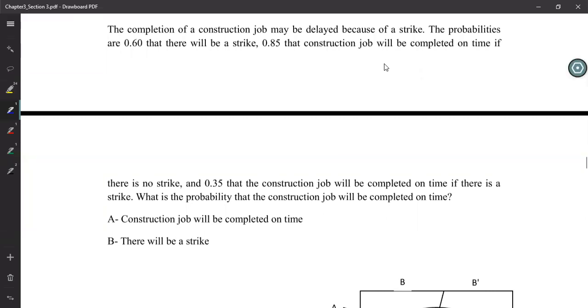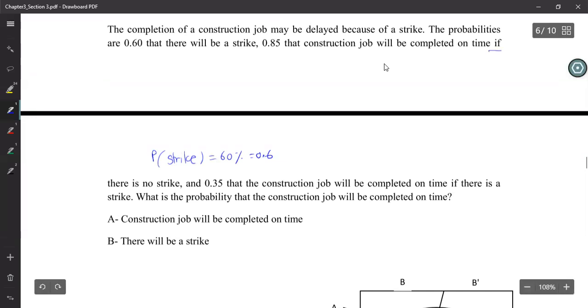Let's go back again. The probabilities are 60% that there will be a strike. So let's write it. The probability that there will be a strike is what? 60% or 0.6. So let's leave it there. Then it says 85% that the construction job will be completed on time if there is no strike. If there is no strike, that means you know that there is no strike. So that is the given one, the conditional one. And it says 35% that the construction job will be completed if there is a strike. So that is the other conditional probability.